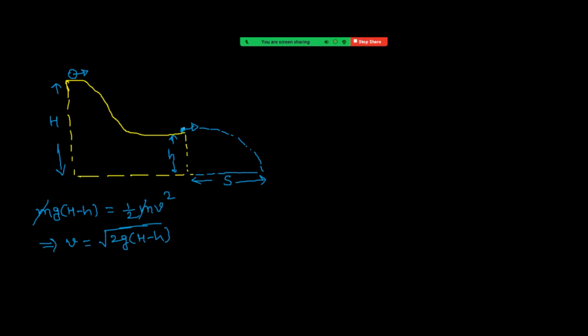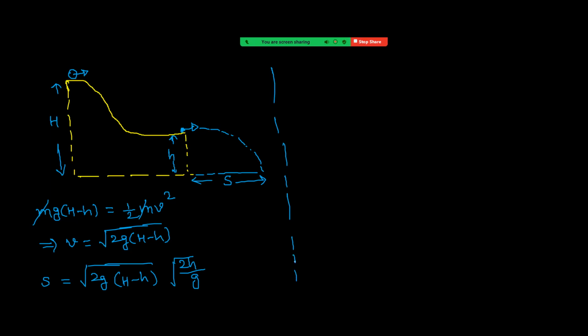Now this is just like a horizontal projectile, and we have to calculate the range. Range is equal to velocity into time taken. Velocity is root of 2g into (H minus h). In case of horizontal projectile, the time taken to reach the ground is equal to root of 2h by g. Now this value should be maximum.